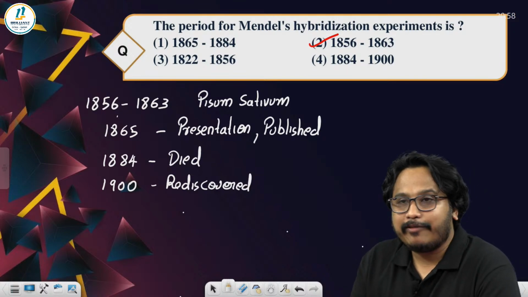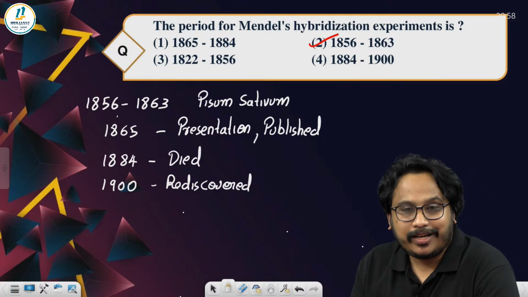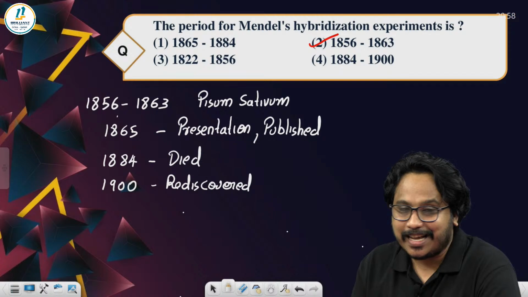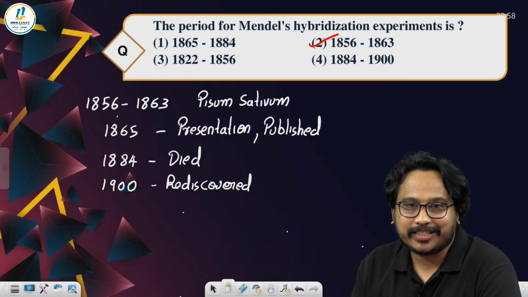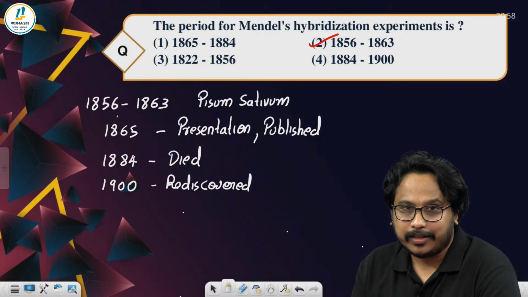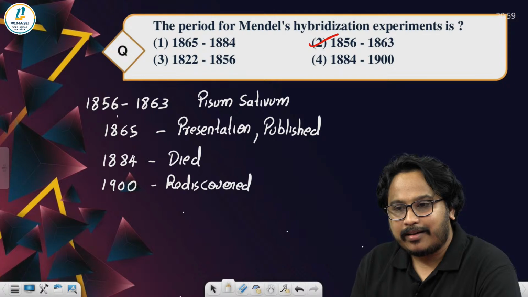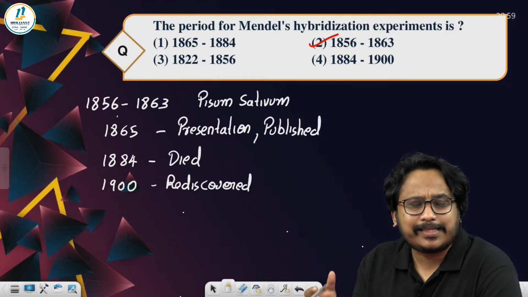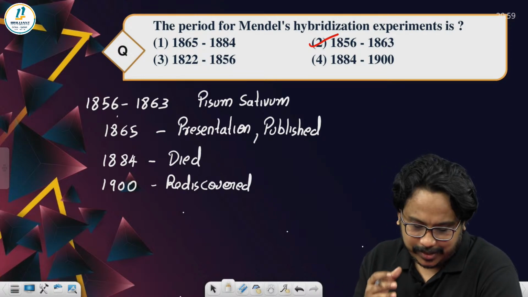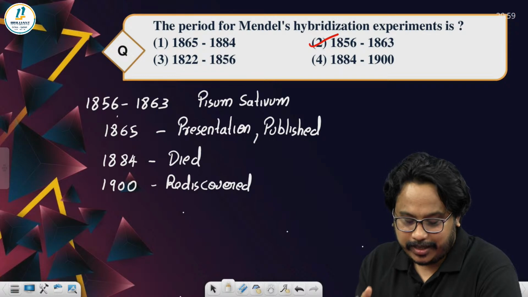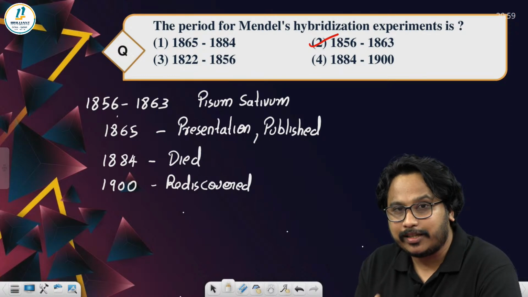So if anyone is asking why his work remained unnoticed for 33 years, the answer is lack of communication. His work was not published in English, it was published in German, in a magazine that was less circulated in Austria. This is the reason his work remained unnoticed for 33 years.